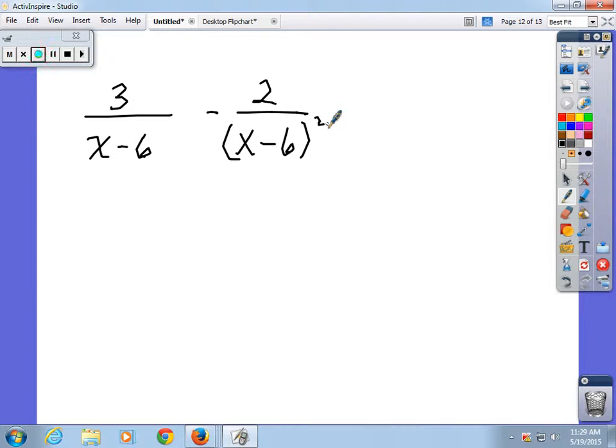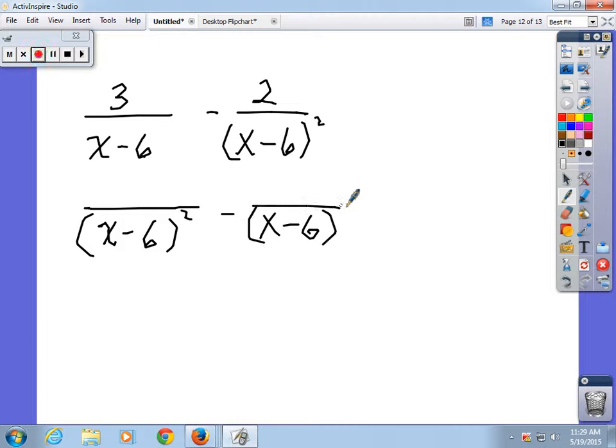So what's the common denominator here? X minus 6 quantity squared. That's no problem. Good. How many times will x minus 6 go into x minus 6 quantity squared? X minus 6 times 3 is 3 times x minus 6. This will go into this 1 time. 1 times 2 is 2.